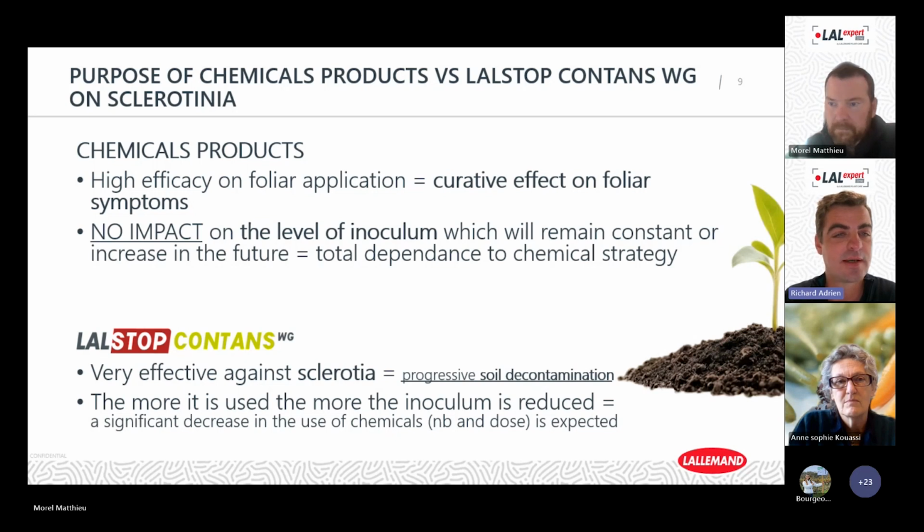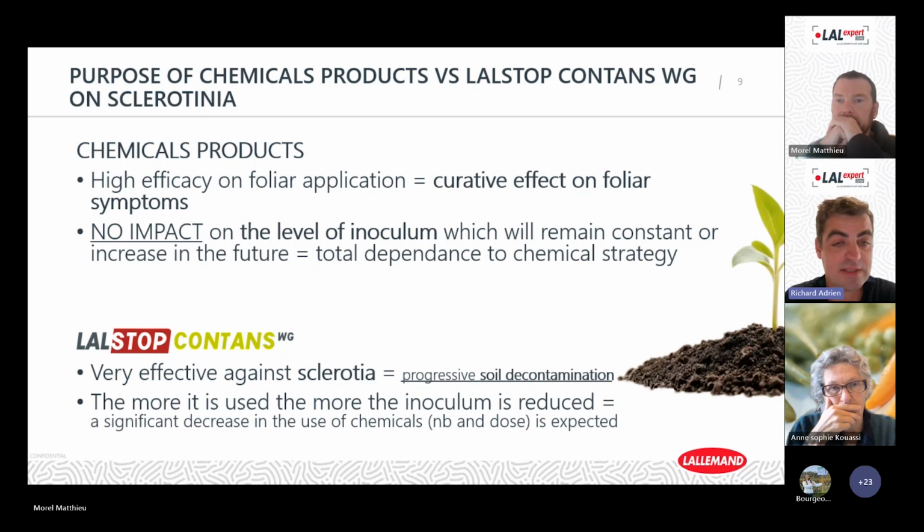So on this slide, firstly, I'd like to introduce the main difference in choosing either a chemical fungicide or LALSTOP Contans for the management of sclerotinia disease. The traditional chemical products that are used as systemic or preventive treatment during flowering are effective in treating foliar symptoms, and thus they won't impact the inoculum levels in the soil. This means that the pathogen will still remain in the soil, and even the inoculum will increase in case symptoms appear at harvest. And so a strategy using only chemical fungicides in disease management can lead to a constant or increased dependency on chemical treatments over time on sensitive crops like beans, winter oilseed rape, and so on.